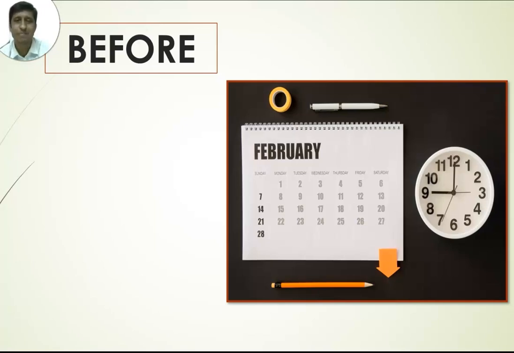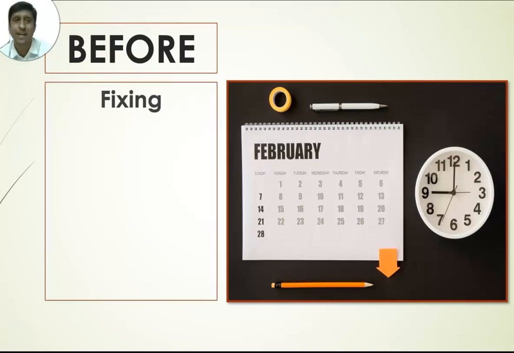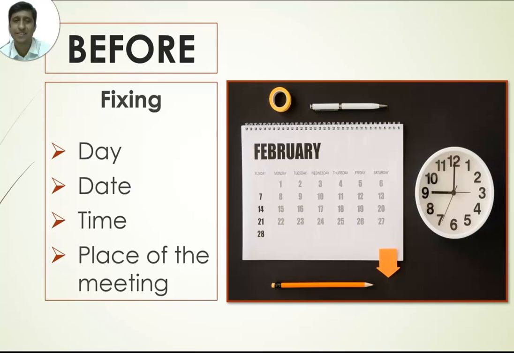There is a meeting in your company which is to be held after a few days. What do you have to decide first? The thing that should come to your mind is fixing the day, date, time, and place of the meeting. When will the meeting be held, where will it be held, at what time is the meeting going to happen, deciding this. So the secretary will decide this day, date, time and place in consultation with the chairperson of the company.